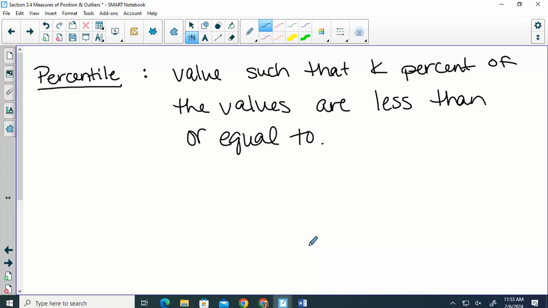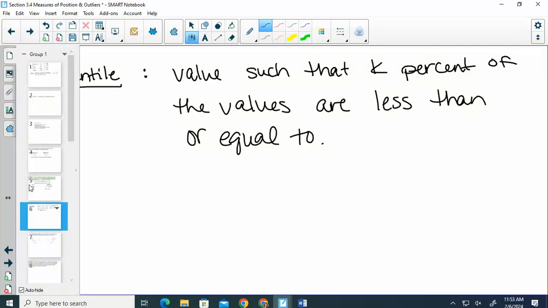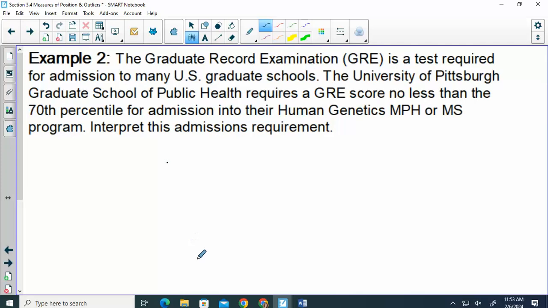So you might see this if you're looking at standardized test data. They might tell you you scored in the 85th percentile. That means 85% of the scores were less than or equal to your score. Okay, so the key thing with percentile is it's less than or equal to. It tells us what percent is less than or equal to. So just a quick example, really just an interpretation.